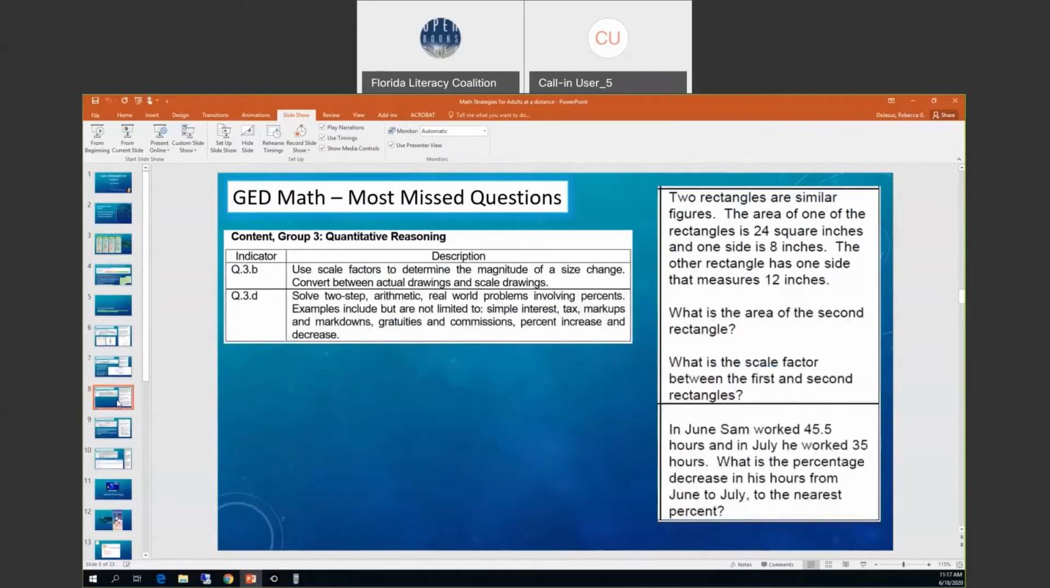All right, next one is scale factors. And this is one of the ones that sometimes it's difficult to teach all the different ways that they could show scale factors. But I would definitely say you want to make sure that students are aware of proportions. You can use proportions and ratios to solve a lot of the questions on the GED exam, but you're definitely going to want to know how to make relationships between similar shapes of different sizes and come up with a scale factor. That's going to be another area that is most missed.